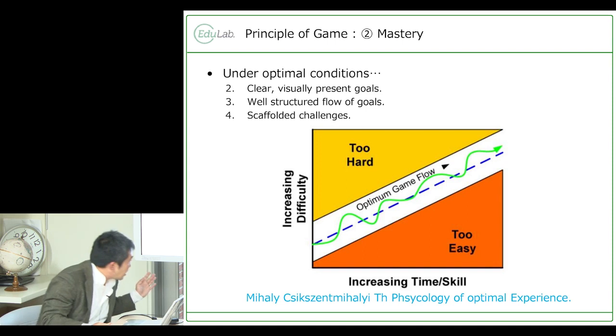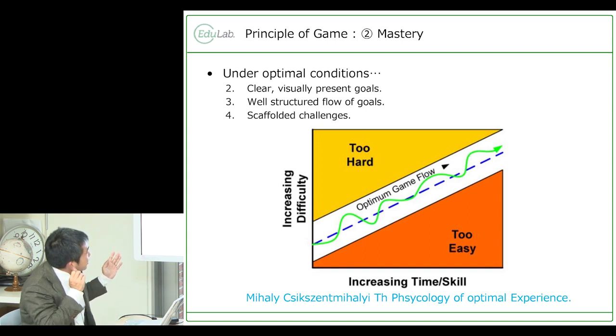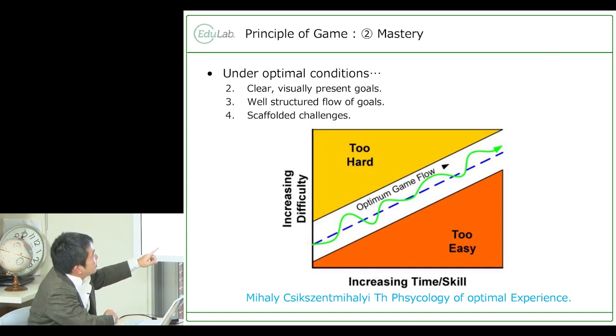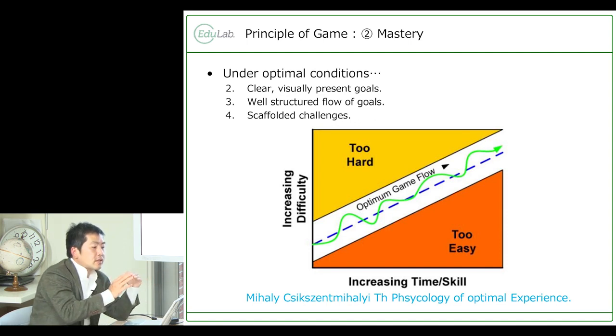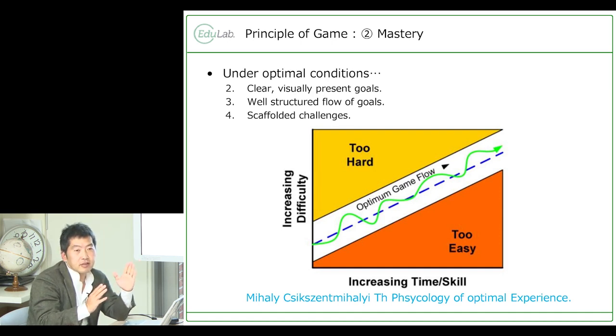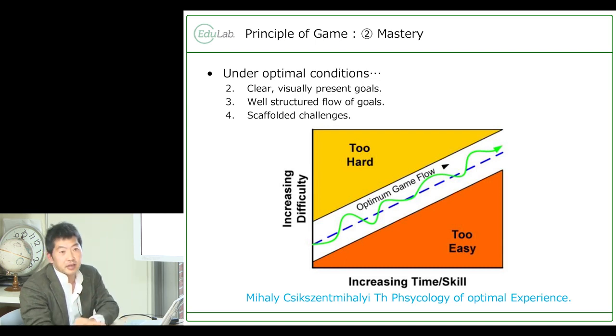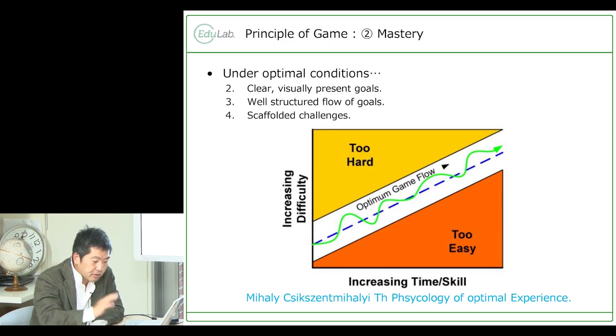So this is a graph that illustrates that under optimal game flow, it's not too easy, but also it's not too hard for you. So when you start playing the game, the difficulty goes up, but the time needed to clear that difficulty is also balanced out. So you don't get bored, or you just throw it away, saying, no, I'm never going to clear this game. So it has to be very optimal.